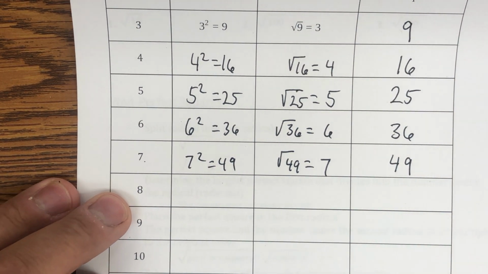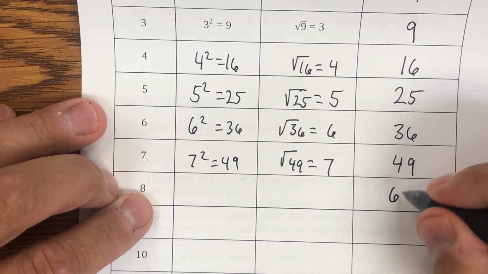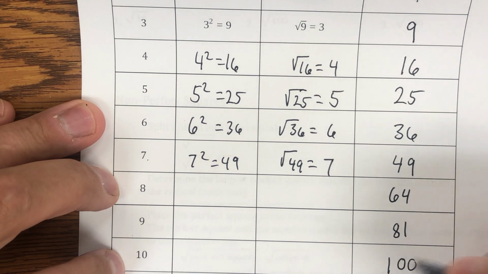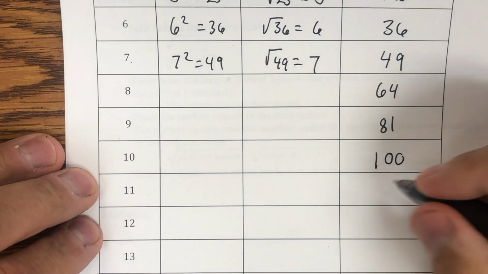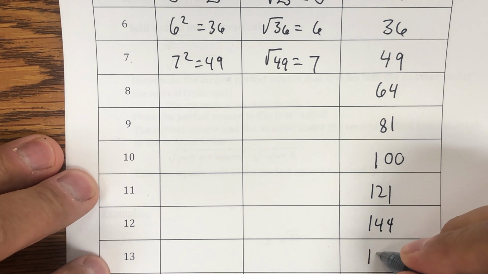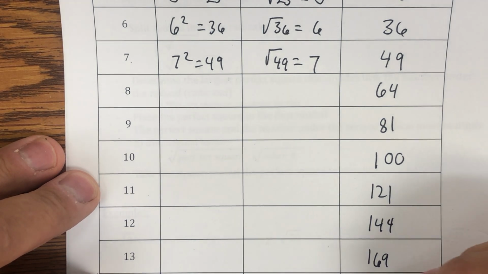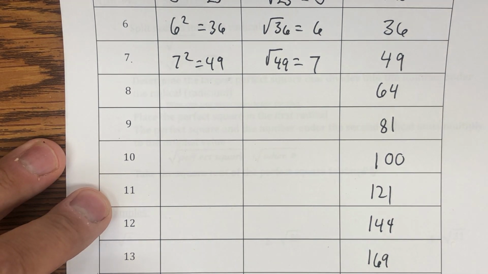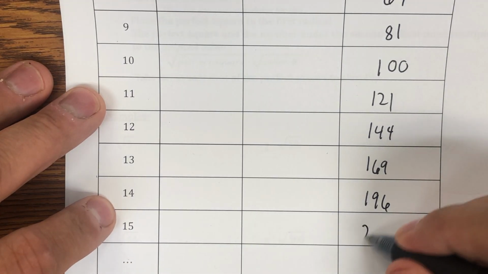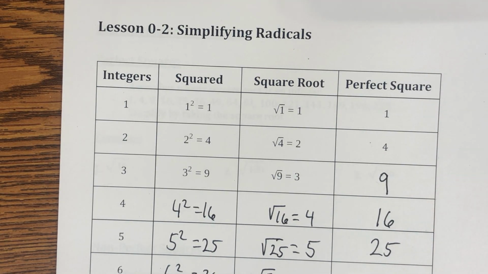I'm going to just list the perfect squares from 8 on down to 15. 8 squared is 64. 9 squared is 81. 10 squared is 100. 11 squared is 121. 12 squared is 144. 13 squared is 169. 14 squared, I actually don't remember that off the top of my head, so I'm going to type it in. That's 196. And 15 squared is 225.